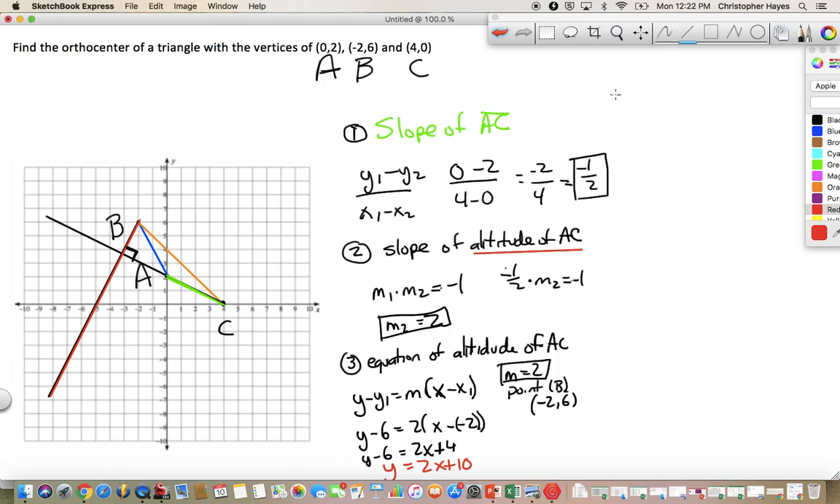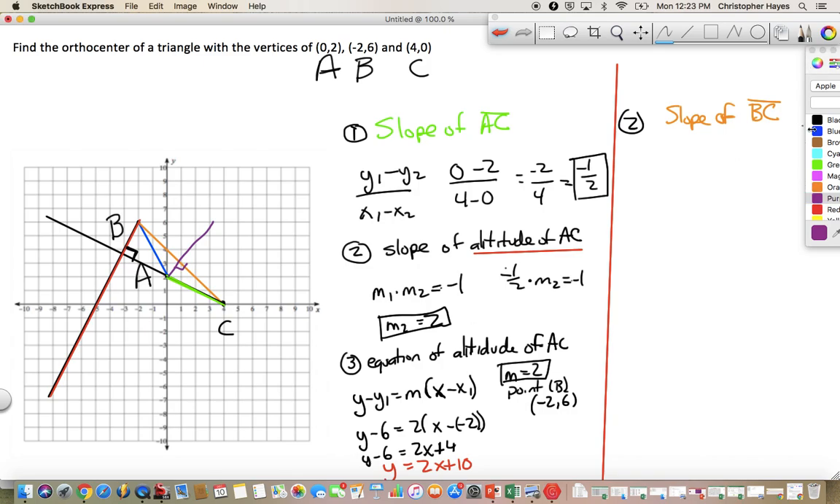Great. Now let's do this whole thing or something similar again. We're going to do the same thing, but this time I'm going to find the slope of line BC, so that'll be in orange. I'm going to find the slope. I'm going to do the same thing to find a different equation. In this case, let's do purple. The altitude is going to look like this, something like that. It's going to be a right angle.